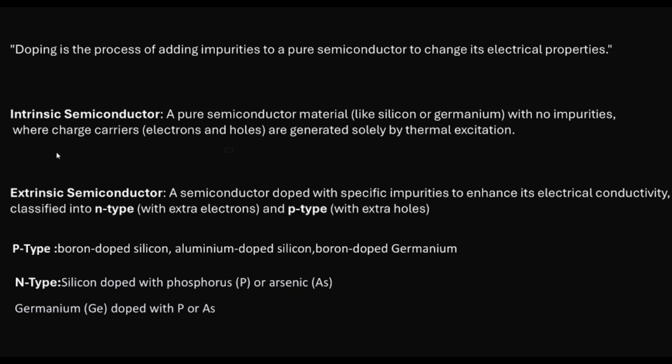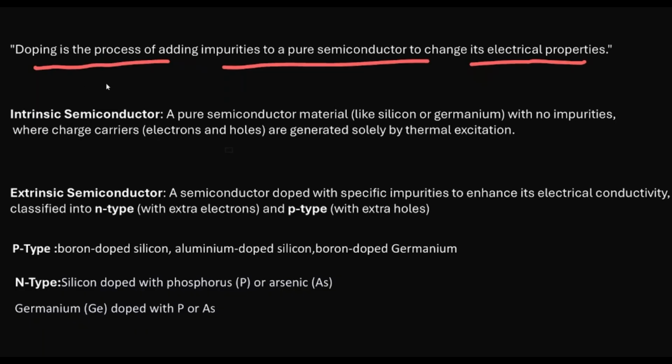What if I told you that the secret behind all modern electronics lies in purposefully contaminating pure materials? Sounds weird, right? Let's break down how doping turns an ordinary material into a tech powerhouse. So doping is the process of adding impurities to a pure semiconductor to change its electrical properties.